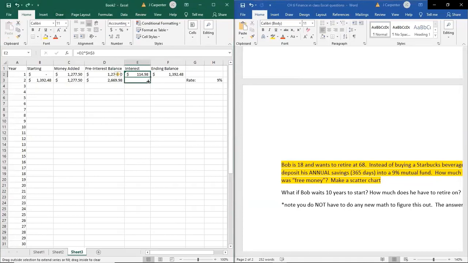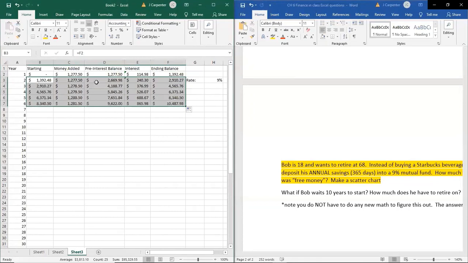Grab the fill handle, Mr. Beckner, and drag it down. And wow, we more than doubled our interest that year because we have more than double in the account. Ending balance, you can drag it down. Now let's see if I highlight this entire row, let me just drag it a few down. And that's exactly what I was talking about here. The money added column starts incrementing when it shouldn't.